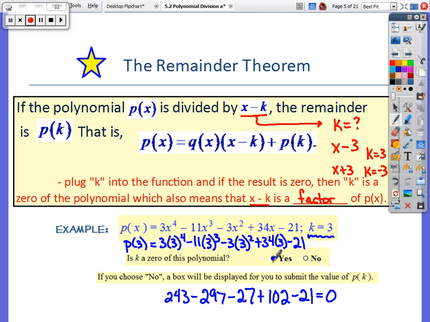Your answer for this one would be yes. If your answer was no, then you would want to put whatever you got. So if you got like negative 4 over here, well, that's your remainder. That's what you're going to get. Now, what else does it tell us other than 3 is a solution?